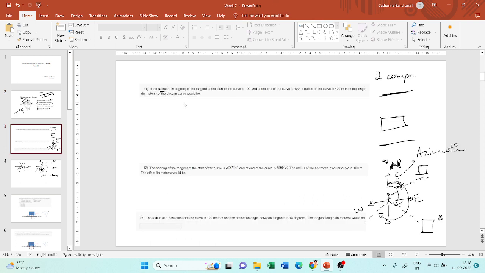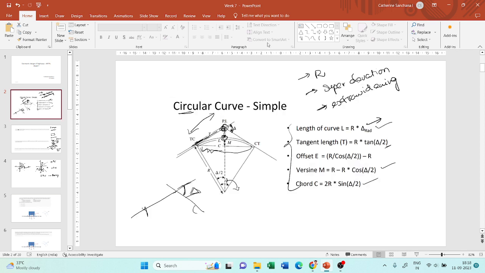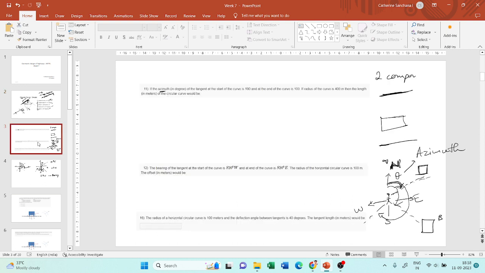So the first question is, if the azimuth of the tangent at the start of the curve, so this is the tangent, this is the start of the curve, they've given the azimuth for this tangent. The azimuth for this tangent at the start of the curve is 190 degrees. We know what azimuth is, right? So we will first draw north, south, east and west directions. Now where will 190 degrees come in this quadrant?